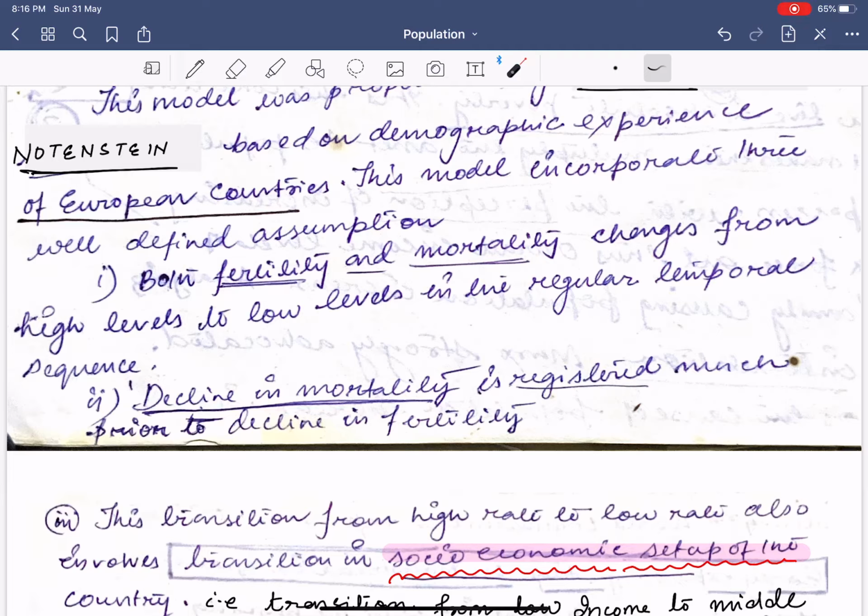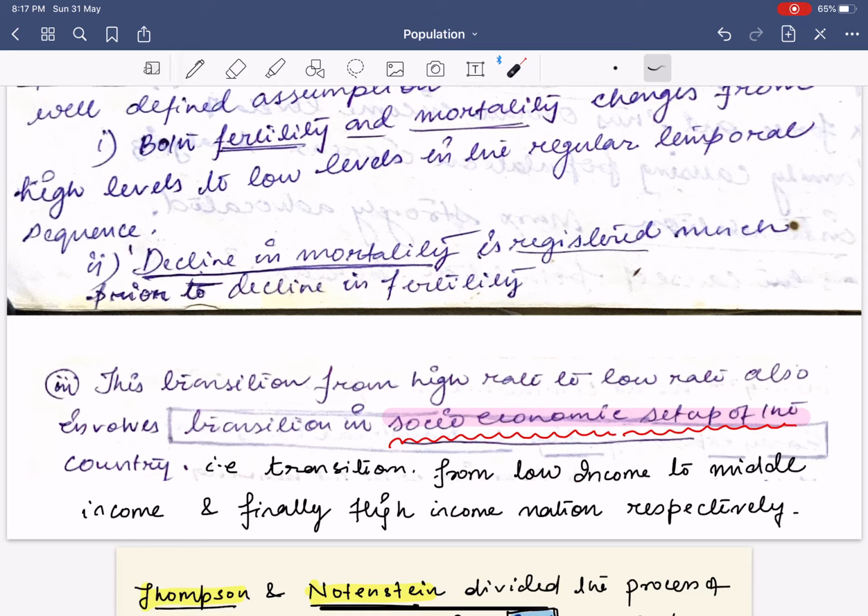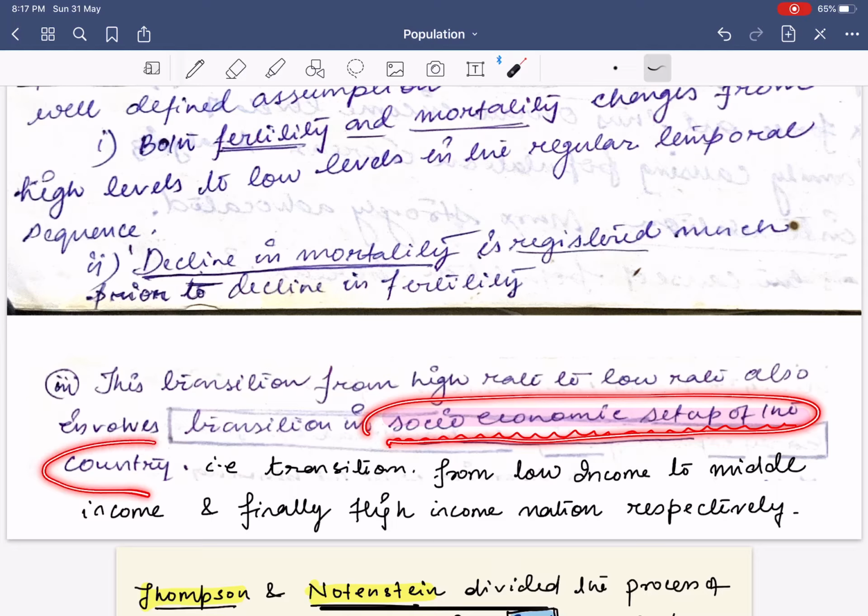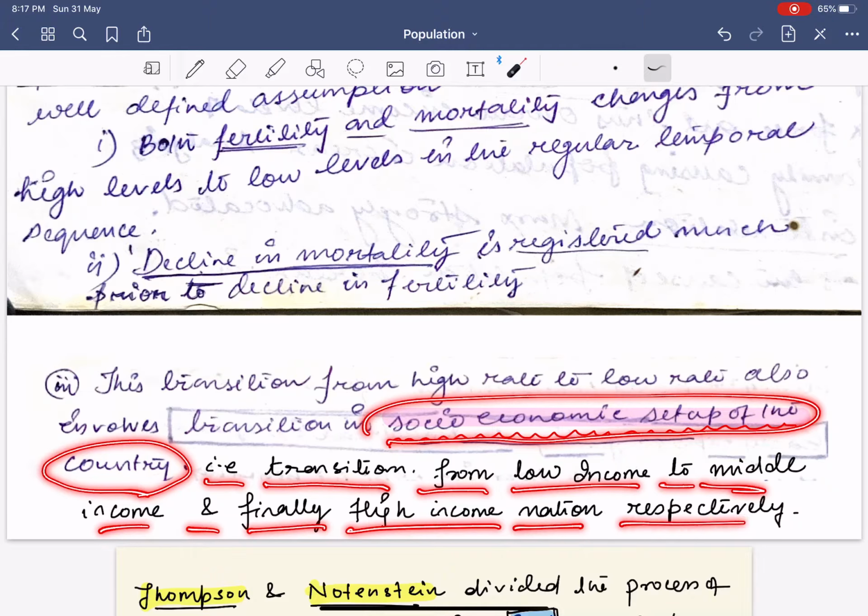It says that both fertility and mortality move from a high level to a low level. Second is that the decline in mortality is registered much prior to the decline in fertility. It says that the decline in mortality is registered quite earlier than the decline in fertility. We will understand this very clearly with the discussion of the model. Next, the transition from the high rate to the low rate also involves the transition in the socio-economic setup of the country, that is, a transition from low income to middle income and finally a high income nation respectively.